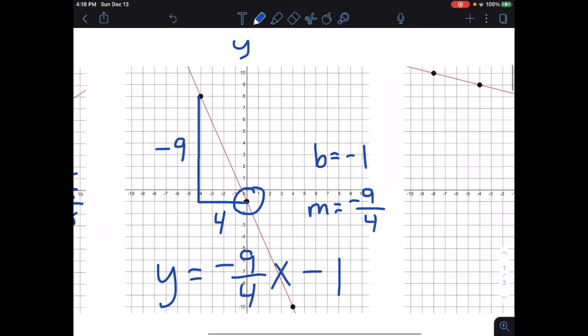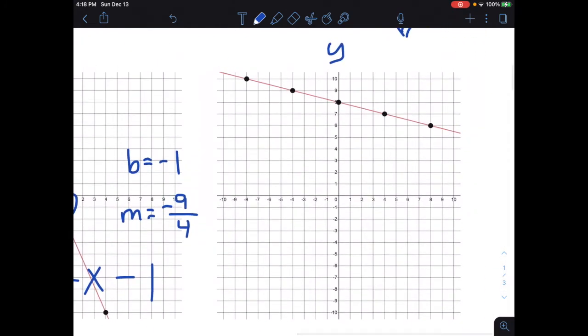All right, let's do another one. This one has more points to choose from, but again, y-intercept, b is equal to 8.